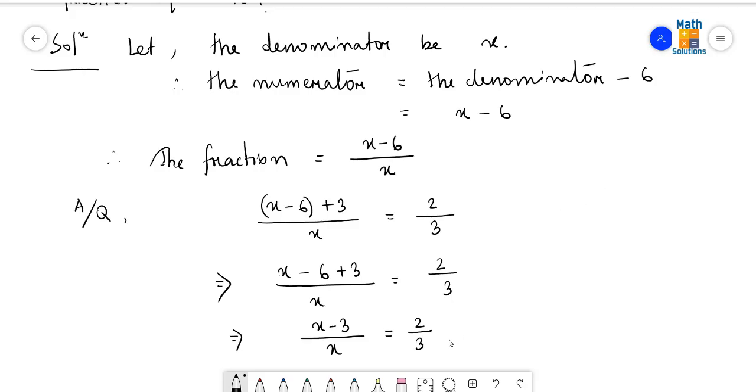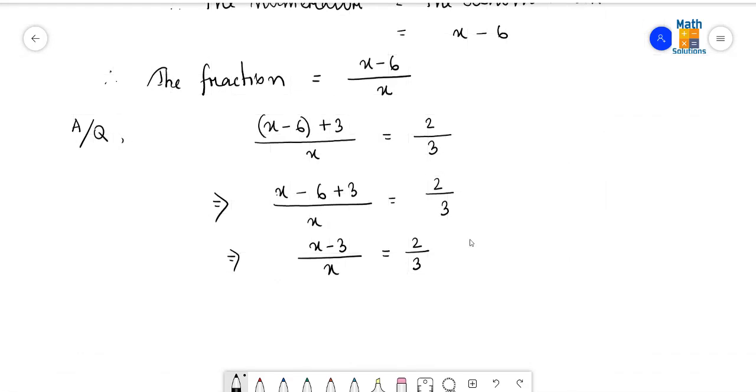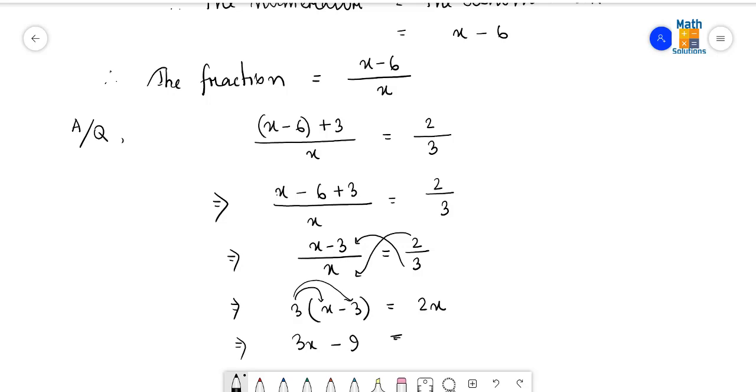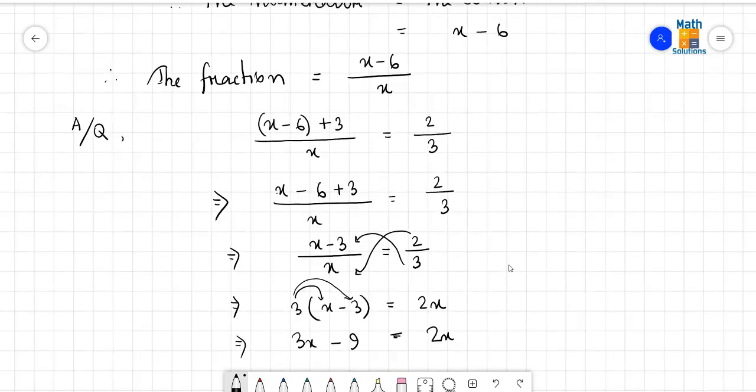In the next step, we have to perform cross multiplication. While performing cross multiplication, 3 gets multiplied to x minus 3, that is equal to 2 multiplied to x. So in the next step, I get 3x minus 9, term-wise multiplication: 3 multiplied to x, then 3 multiplied to 3. This is the result on the left hand side, while on the right hand side we put 2x, which was initially present here.